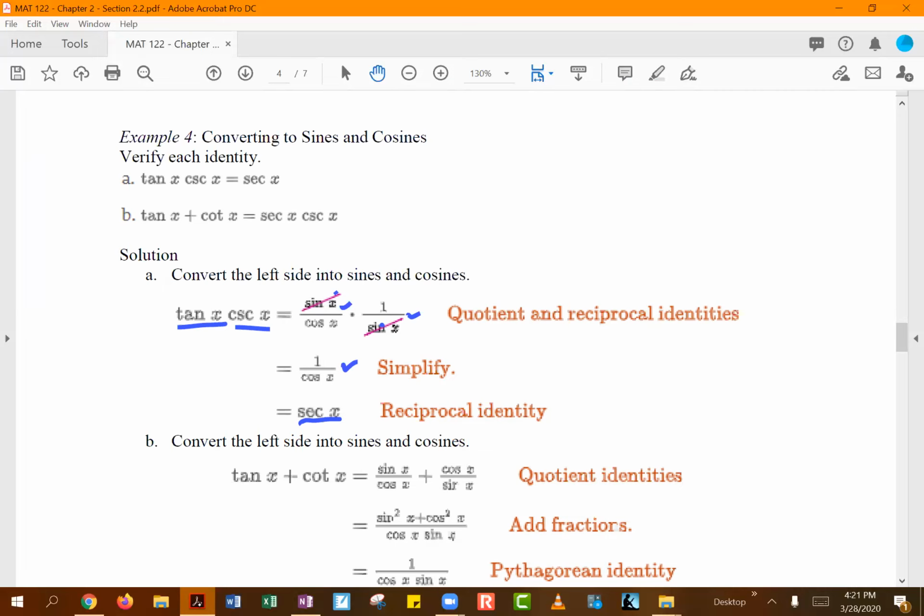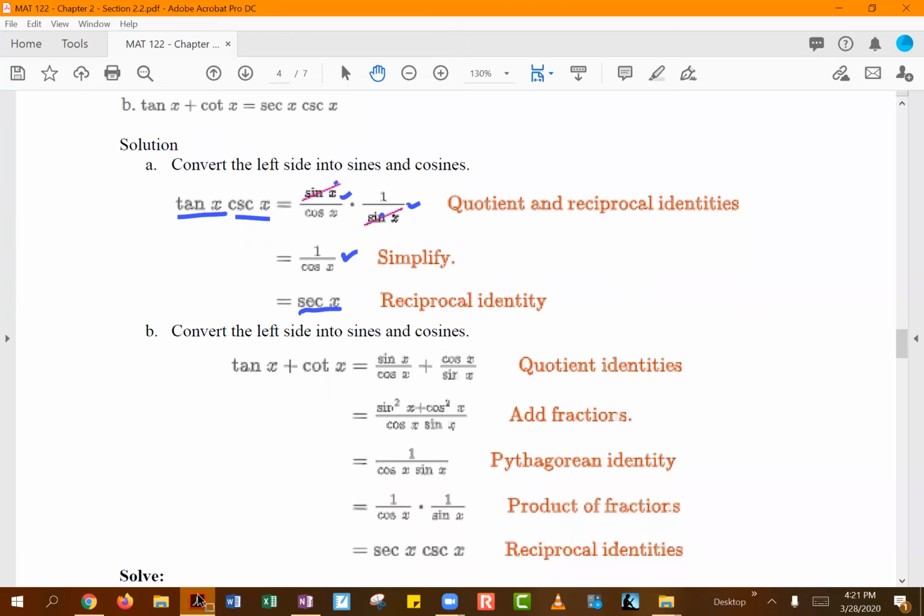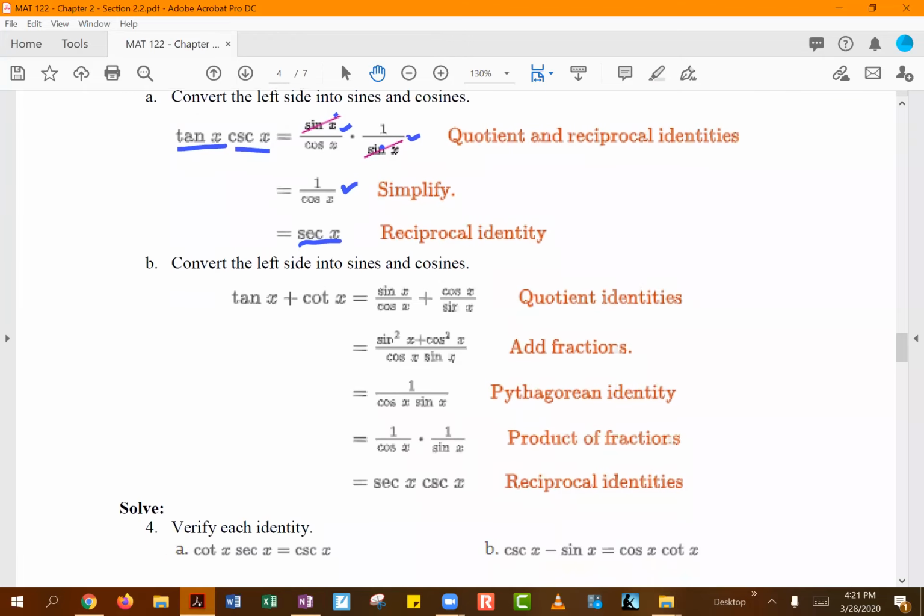In that same way, looking at part B, you are given tangent of x plus cotangent of x is equal to secant x times cosecant x. So let's take a look at part B over here. Again, you are rewriting tangent x as sine x over cosine x. You are rewriting cotangent x as, of course, the reciprocal. So that's the cosine of x over sine of x. Then, just like we did previously in example 2, go ahead and multiply both the denominators with both the fractions.